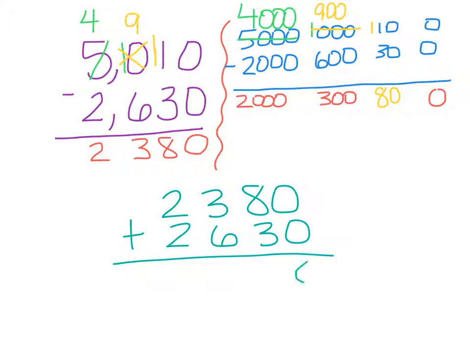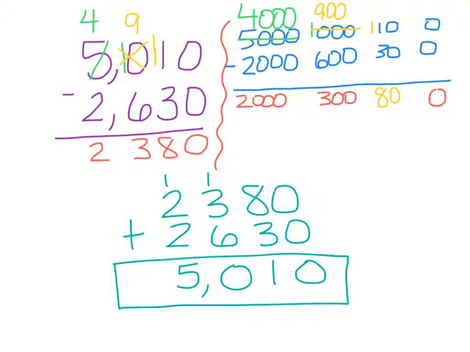0 plus 0 is 0. 8 plus 3 is 11. Carry my 1 up here. 6 plus 3 is 9. Plus 1 is 10. Bring my 1 up here. 2 plus 2 is 4. Plus 1 is 5. And that is what I started with up here at the top. So that means our 2,380 is correct. Love it when that happens.